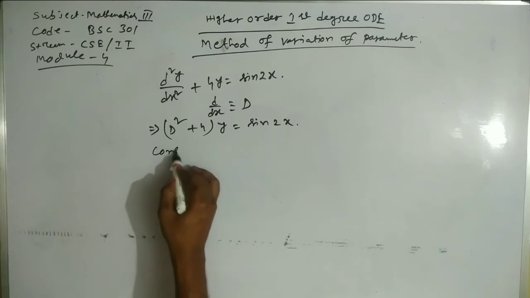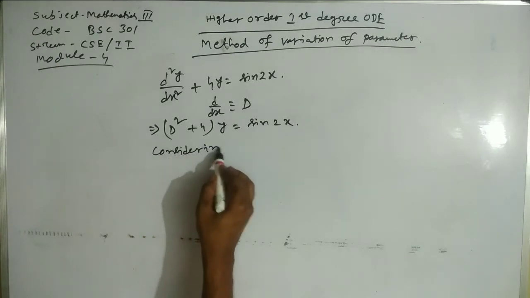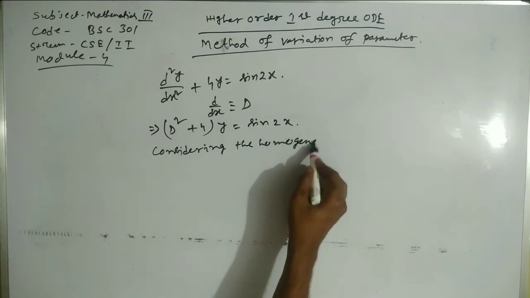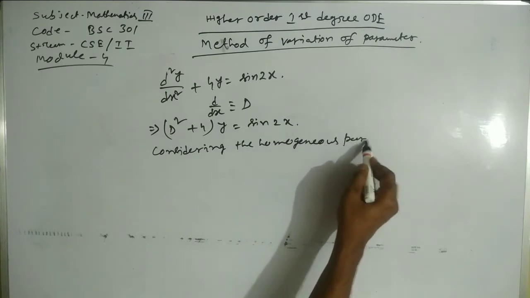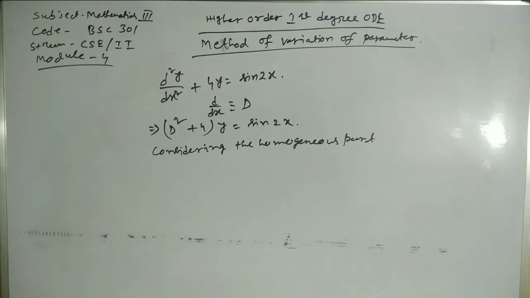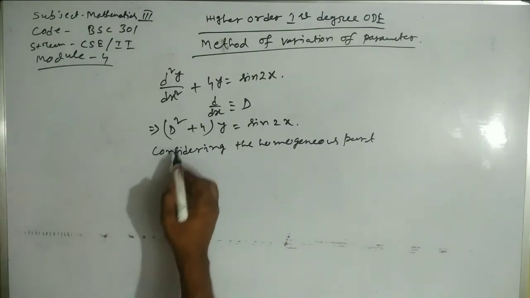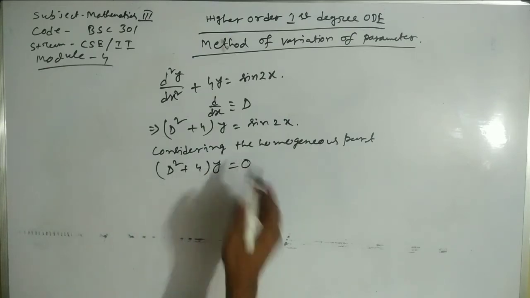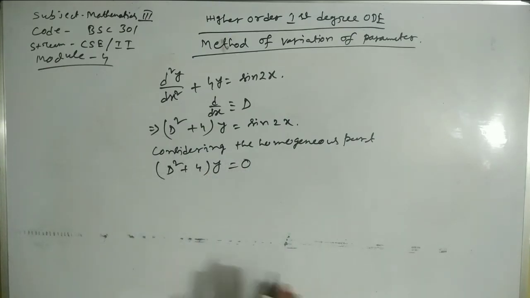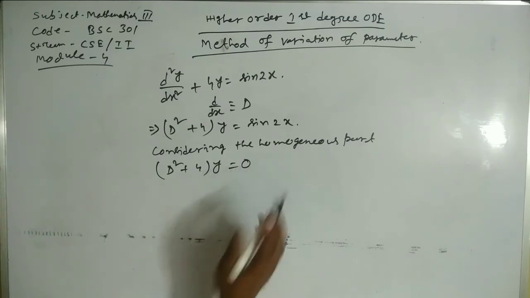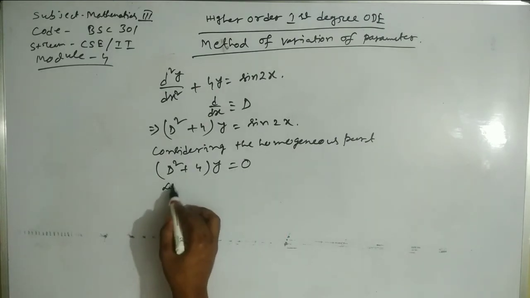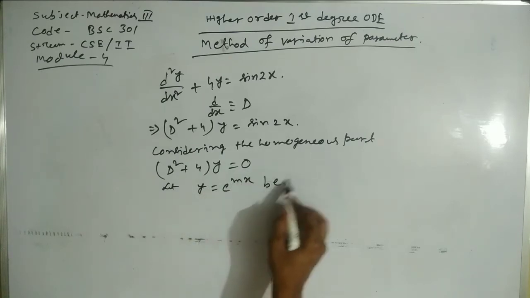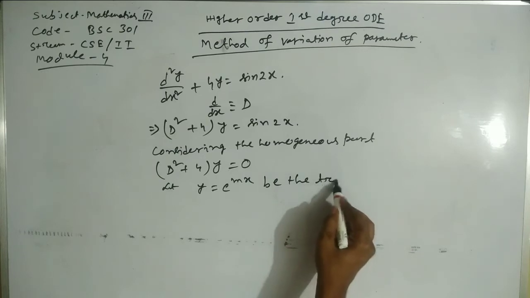Considering the homogeneous part, that is, homogeneous part means we have to consider the right hand side function as 0. So D square plus 4 operating on y is equal to 0. Now let y equal to e to the power mx be the trial solution.